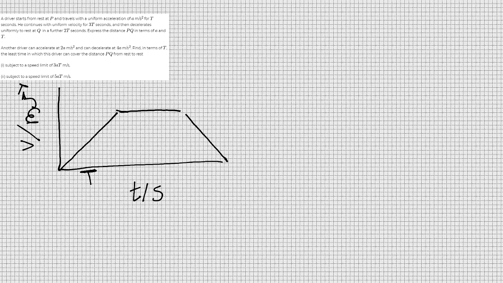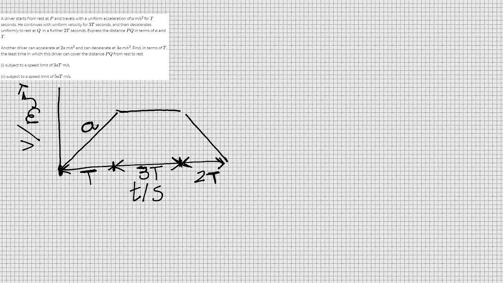So this one here is t in length, and then this one here is 3t in length, and then this one here we're told is 2t in length. Okay, and this here is the acceleration A.